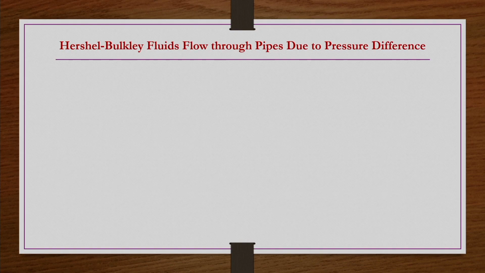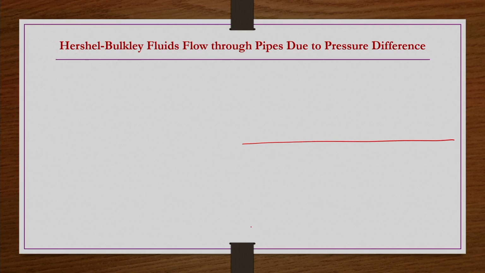So, that is what we are going to see now: Herschel-Bulkley fluids flow through pipes due to pressure difference. Let us say this is the pipe that we have, and this is the center of the pipe, a circular tube. The coordinate system is taken at the center, so this is z, this is r, and this is the theta direction.